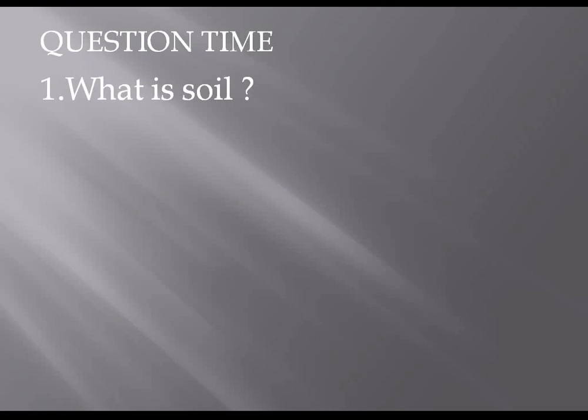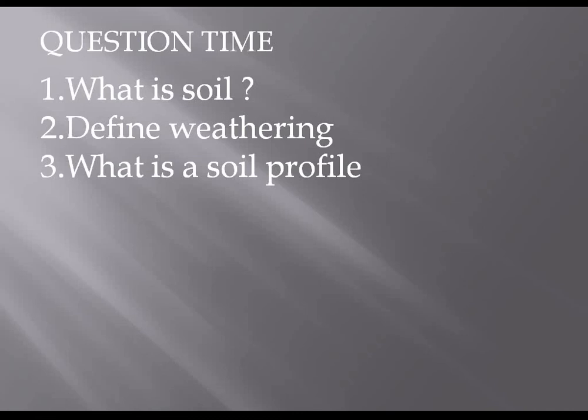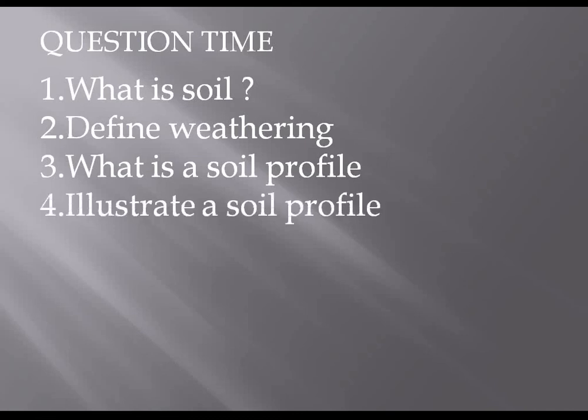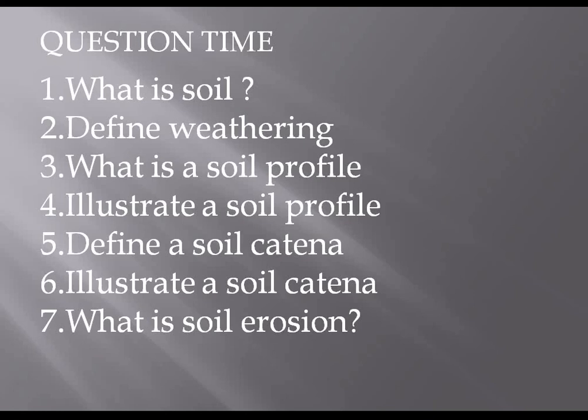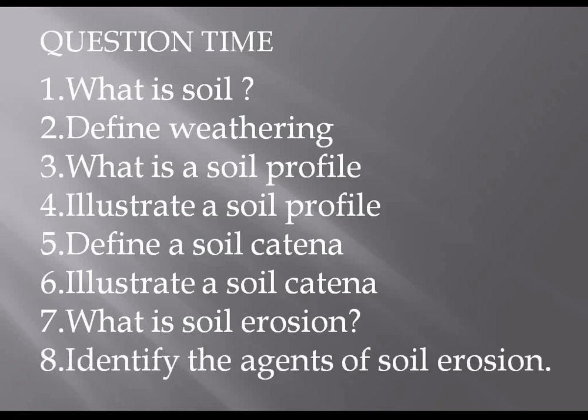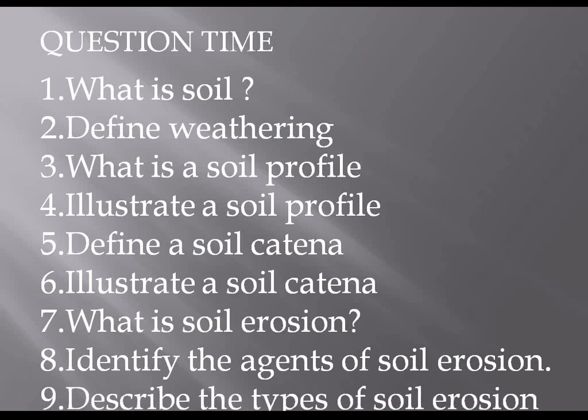Question 1. What is soil? Question 2. Define weathering. Question 3. What is a soil profile? Question 4. Illustrate a soil profile. Question 5. Define a soil catena. Question 6. Illustrate a soil catena. Question 7. What is soil erosion? Question 8. Identify the agents of soil erosion. And lastly, question 9. Describe the types of soil erosion. Please, I leave this assignment to you. Answer it in our next lesson. I need that one.